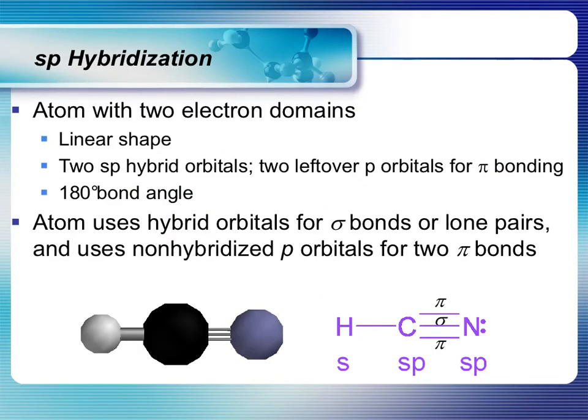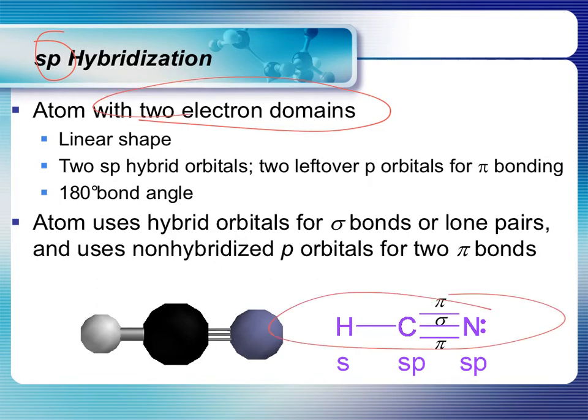And a molecule that would need sp hybridization is one that has 2 electron domains. So here's an example down here. You have 2 domains. Remember that double and triple bonds count only as 1 domain. And so any molecule that has sp hybridization is going to be linear with a 180-degree bond angle.